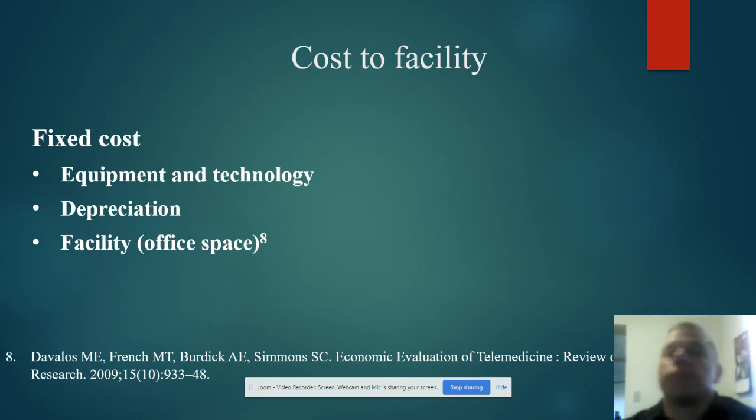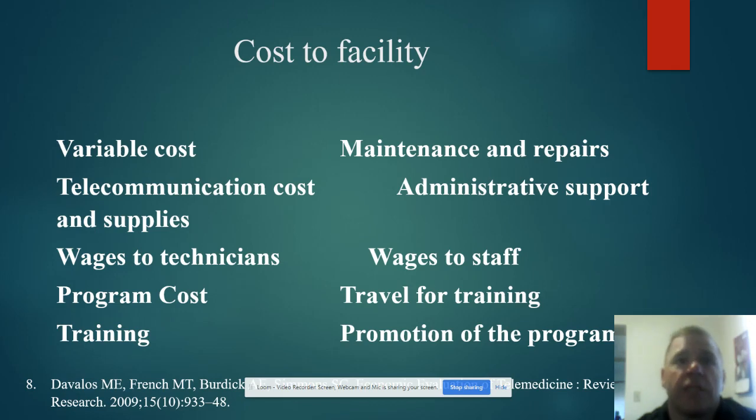Okay? So, cost of facility. You have two different types of costs. You have your fixed costs, which is equipment and technology, depreciation of equipment, and the facility costs or the office space. Second cost is your variable costs. This is where you're going to get into your maintenance and repairs, your telecommunication costs and supplies, administrative support, wages to staff, travel for training, promotion of the program, training the staff from the supervisor, program costs, and wages to the technician and to the staff.